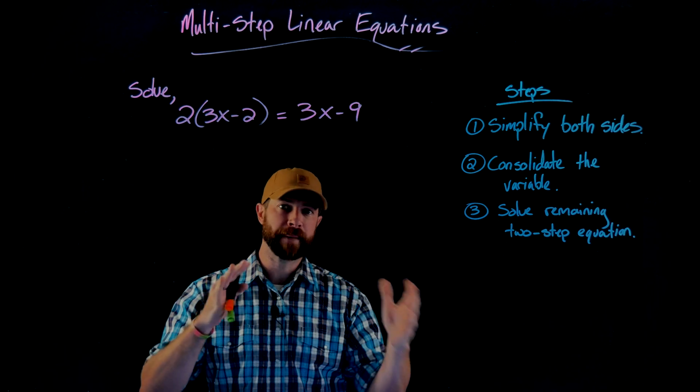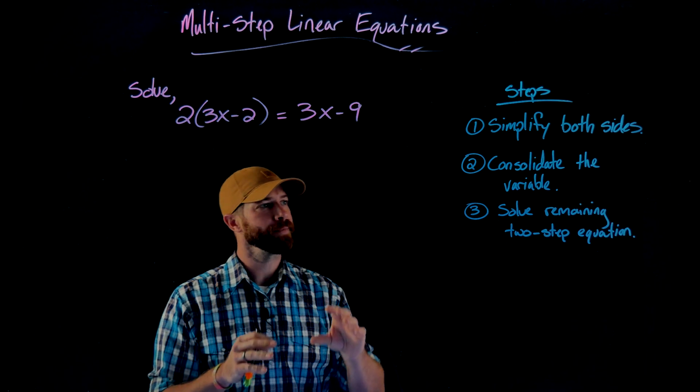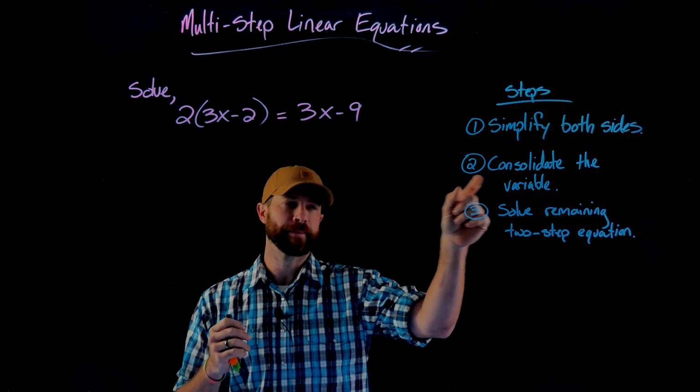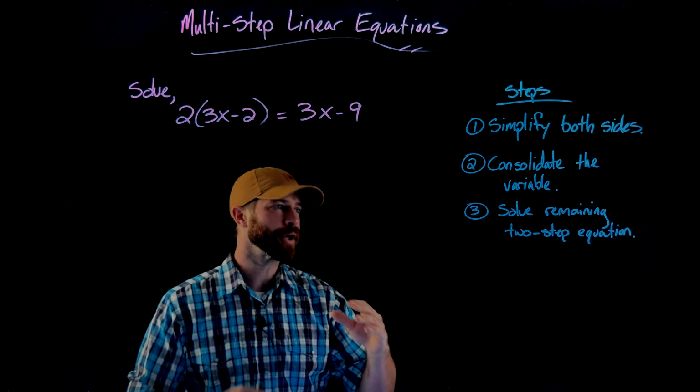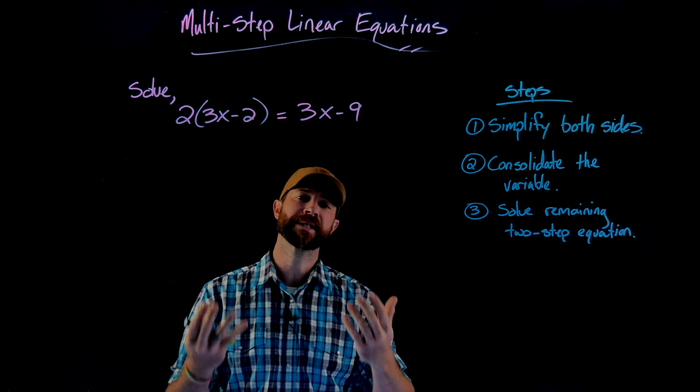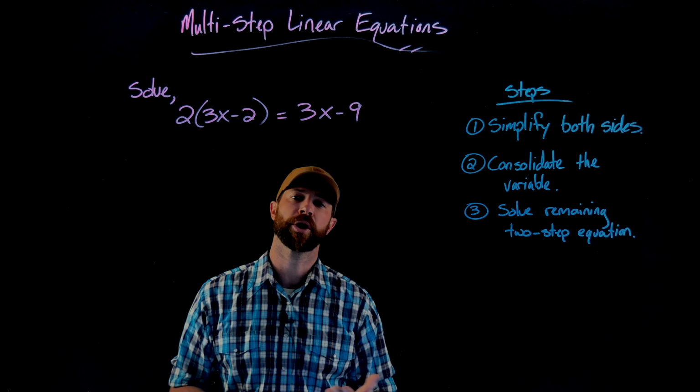You will simplify both sides of the equation separately. You'll then consolidate the variable. This will be the most important, and I'll clarify that in 1 second. And third, then, we should be left with a two-step linear equation that we will then solve.